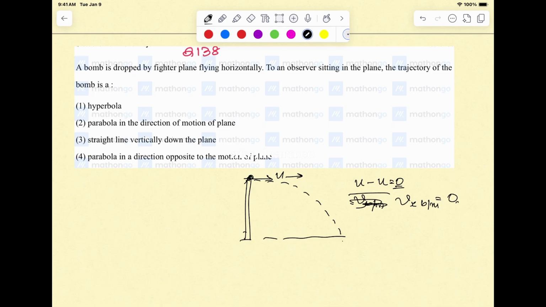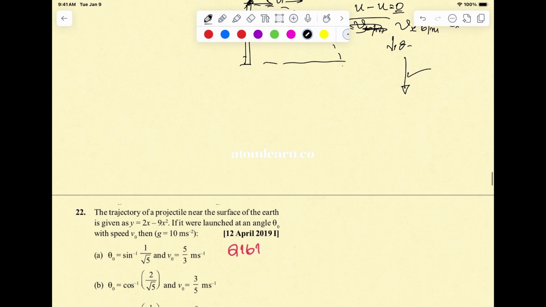Then the vertical acceleration is g downward. Therefore, a vertically downward line is the line of fall. That means the trajectory of the bomb is going to be a vertically downward straight line. Understood? The answer must be a straight line, vertically down. Let's go to the next question.